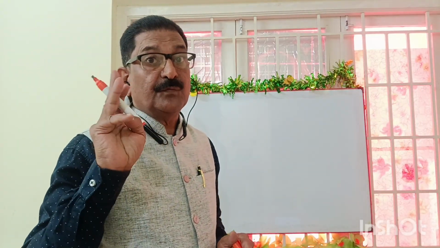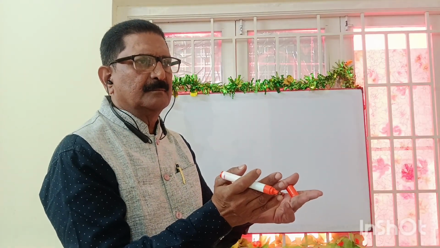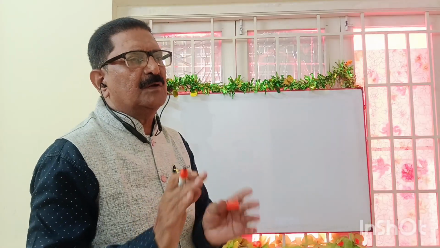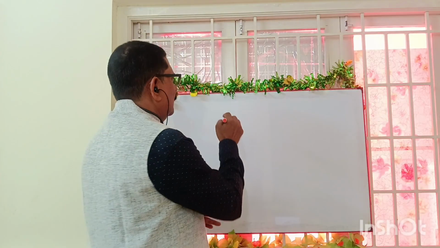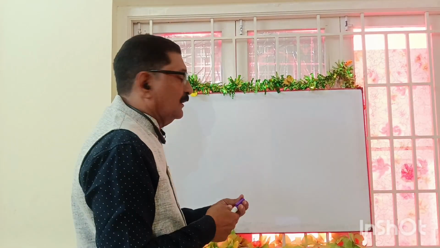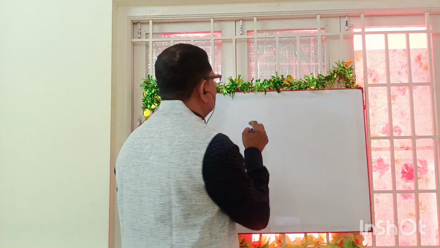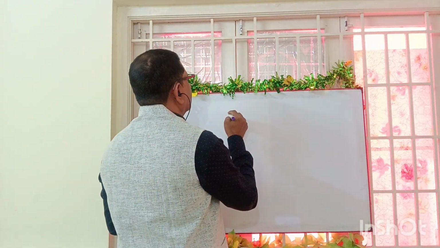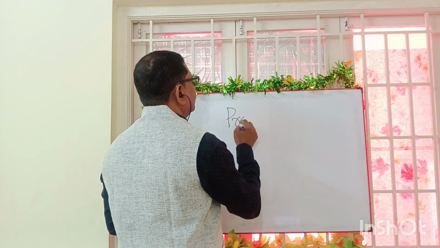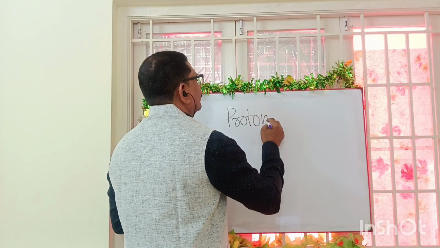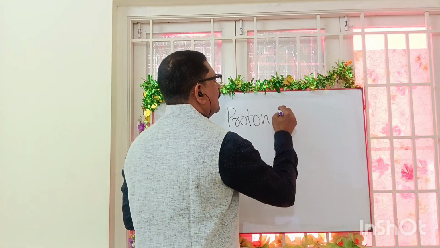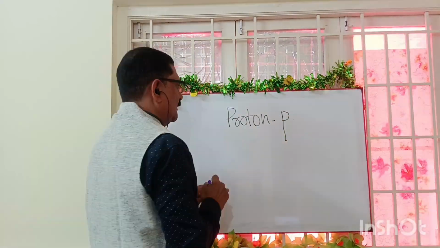All atoms contain three types of main subatomic particles. Sub means inside. There are many subatomic particles, but we only want to know the main three of them. They are called, I hope we can see. If you cannot see clearly, I will type it on the video. Proton. The symbol for proton is small p.